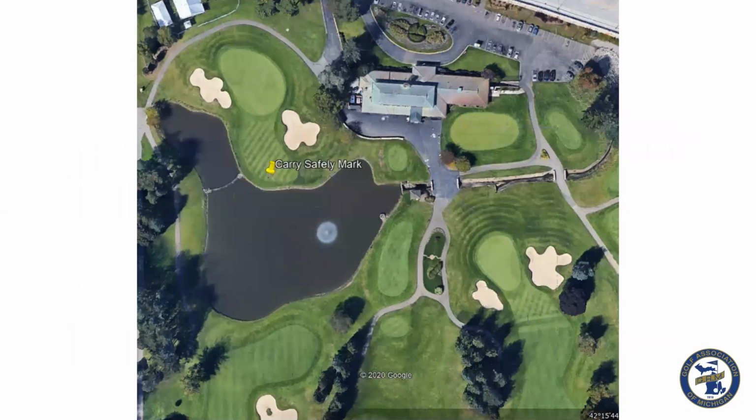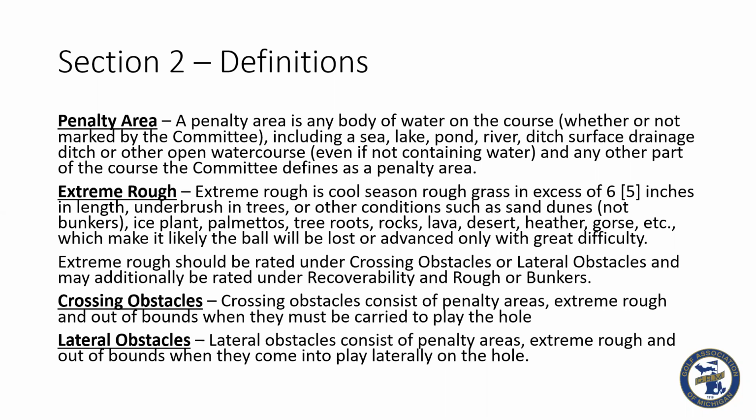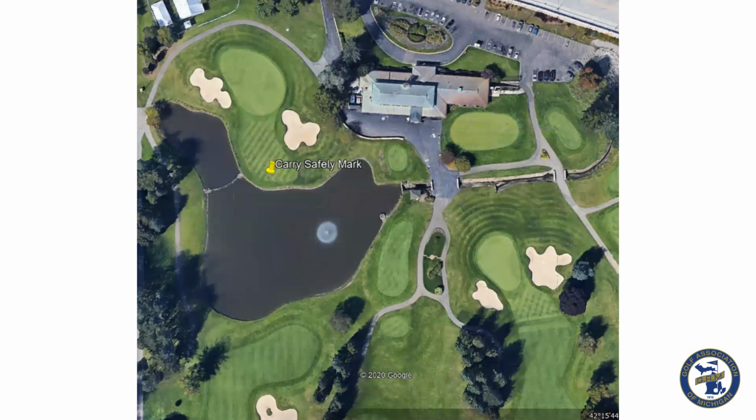So we have this picture again. We have our crossing and lateral, where we look at, let me take a step back. We look at penalty areas, extreme rough, and out of bounds in both the crossing and the lateral sections or obstacles. And then here is just a pictorial example. If we're playing 18 again, we're going to have this water that we're crossing, but then we also have the water that's lateral here as well. So we'll have not only a crossing number, but we'll also have a lateral number that we measure at the green or in our landing zone if it's not at the green.